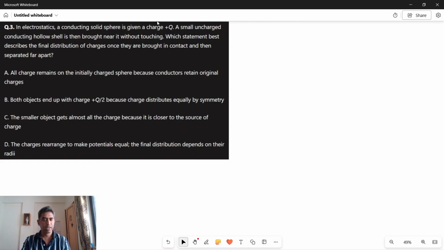Okay, we'll take the next question. In electrostatics, a conducting solid sphere is given a charge capital plus Q. A small uncharged conducting hollow spherical shell is brought near it without touching. Which statement best describes the final distribution of charges once they are brought in contact and then separated far apart?